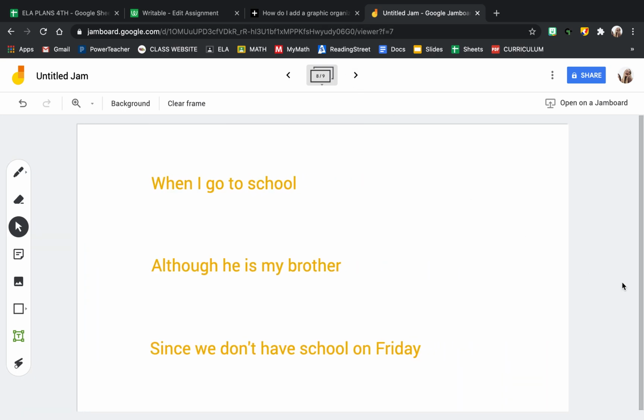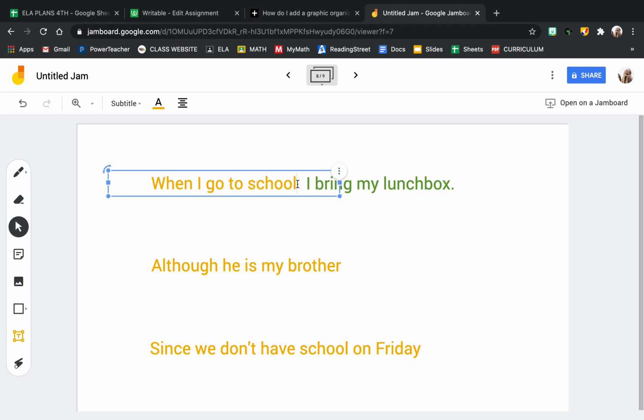Okay, so let's try now to use these same dependent clauses, but add an independent clause to them to make them a complete sentence, okay? This is going to be fun. All right, I'm going to add in a different color just so we can see. When I go to school, I bring my lunchbox. What do you think? Do we have a complete sentence now? When I go to school, I bring my lunchbox.